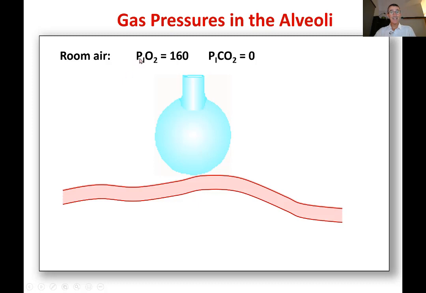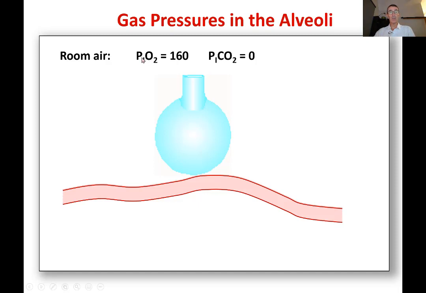So first is this terminology here. We've got a P, a subscript, and then O2. So the P means you're talking about the pressure, and in this case, you're talking about the partial pressure of oxygen. The I means inspired. So we're talking about the partial pressure of inspired oxygen, which basically means the partial pressure of oxygen in the room that you're in.